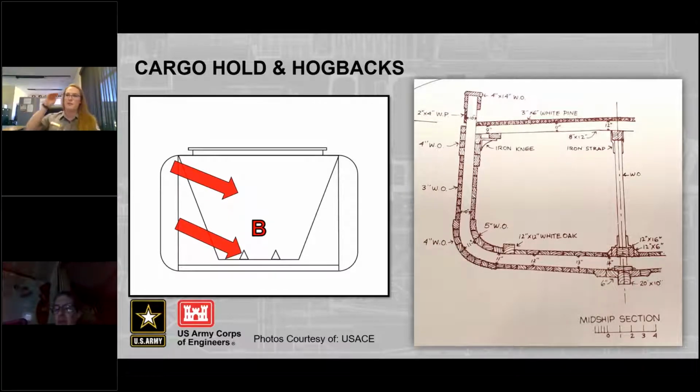Now for the function of a vessel. We'll talk about the cargo hold. So here we have a cross section of the Lucia A. Simpson on the right. The Simpson did not have any hogbacks in her cargo hold, and her cargoes basically would have been loaded and unloaded by hand with shovels, buckets, and wheelbarrows. Today's modern freighters, we do not have to do that.